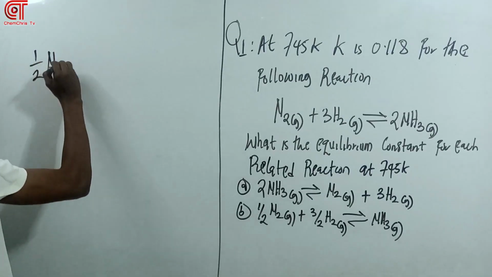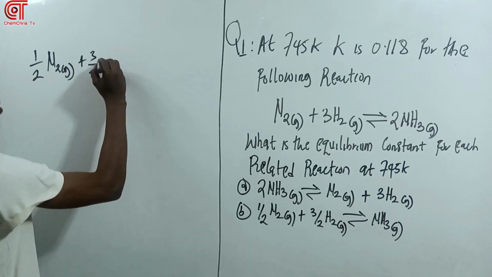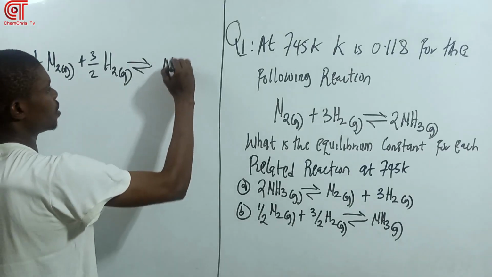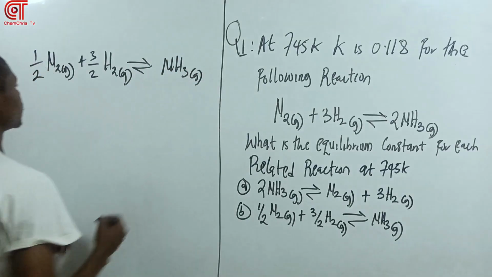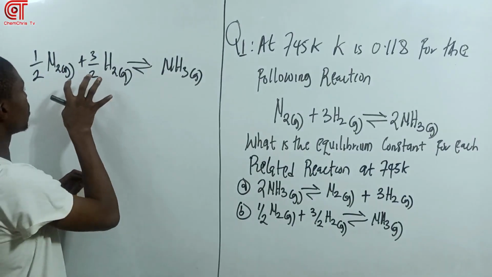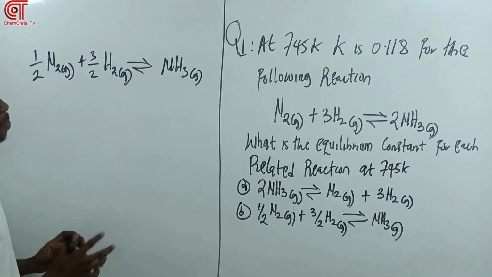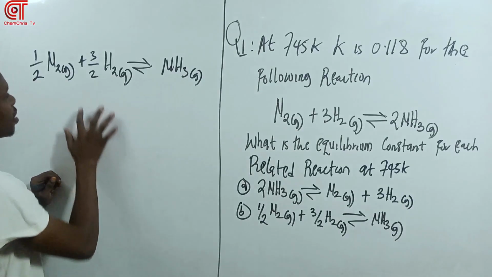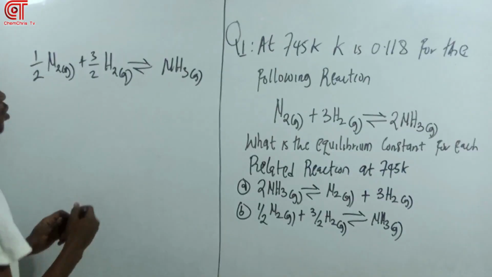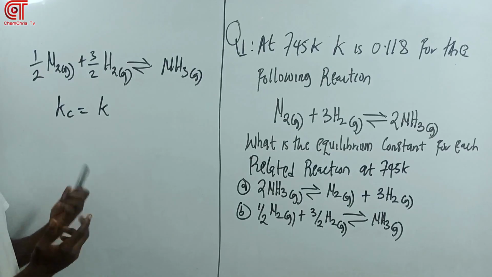Half N2 gas plus 3/2 H2 gas gives NH3 gas. So the first thing you want to do here is to compare with the main reaction. What is different here? Now the reaction is not reversed. The reactant side is going to be the reactant side. The product side is also going to be the product side here, right? So here we can say Kc is equal to K, because it's not being reversed.